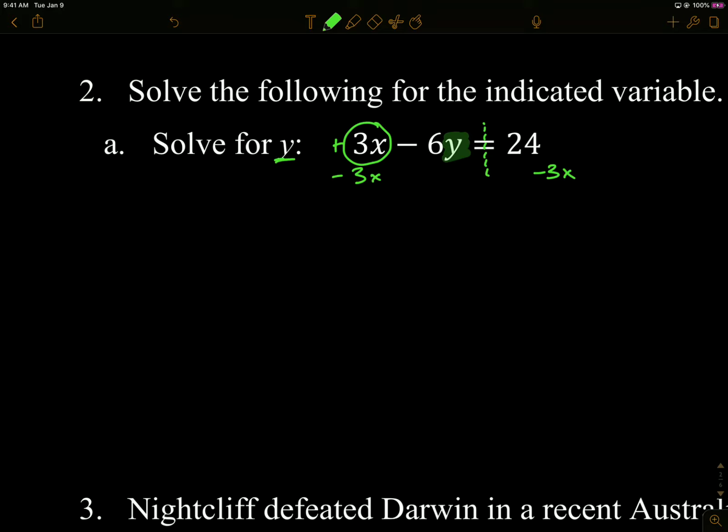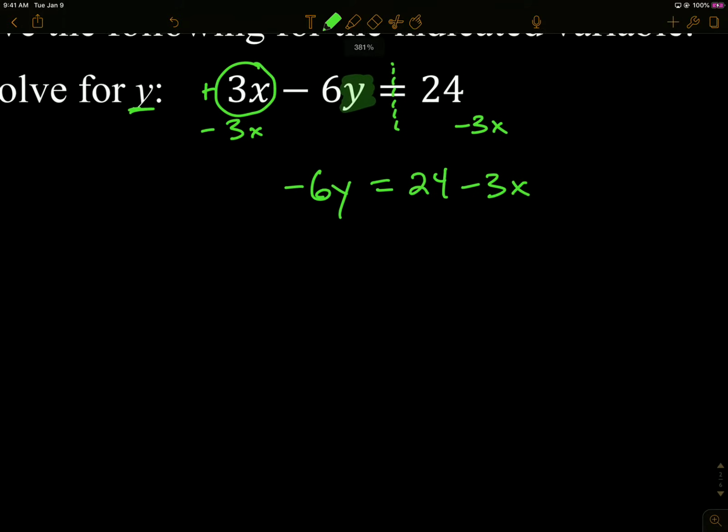So on the left side, 3x minus 3x is 0. So I have negative 6y equals, I cannot subtract 24 and 3x, so I just keep track of it. I write it as an expression. They are not similar terms. I can't combine them, so that's it. Now I've got negative 6 times y.